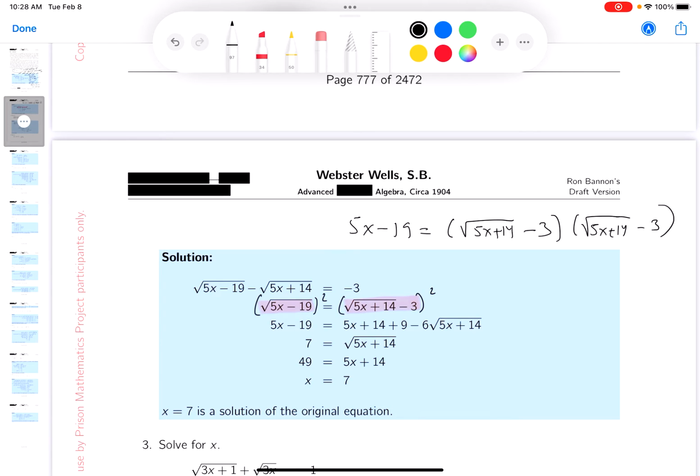Now, if you're not struggling with this, you shouldn't write that down. You should just simply square it out. What do you get over there? Well, the root times the root would just give you 5x plus 14. Then what do you get? You would get minus 3 of those roots. You get another minus 3 of those roots. And last but not least, minus 3 times minus 3 is plus 9.